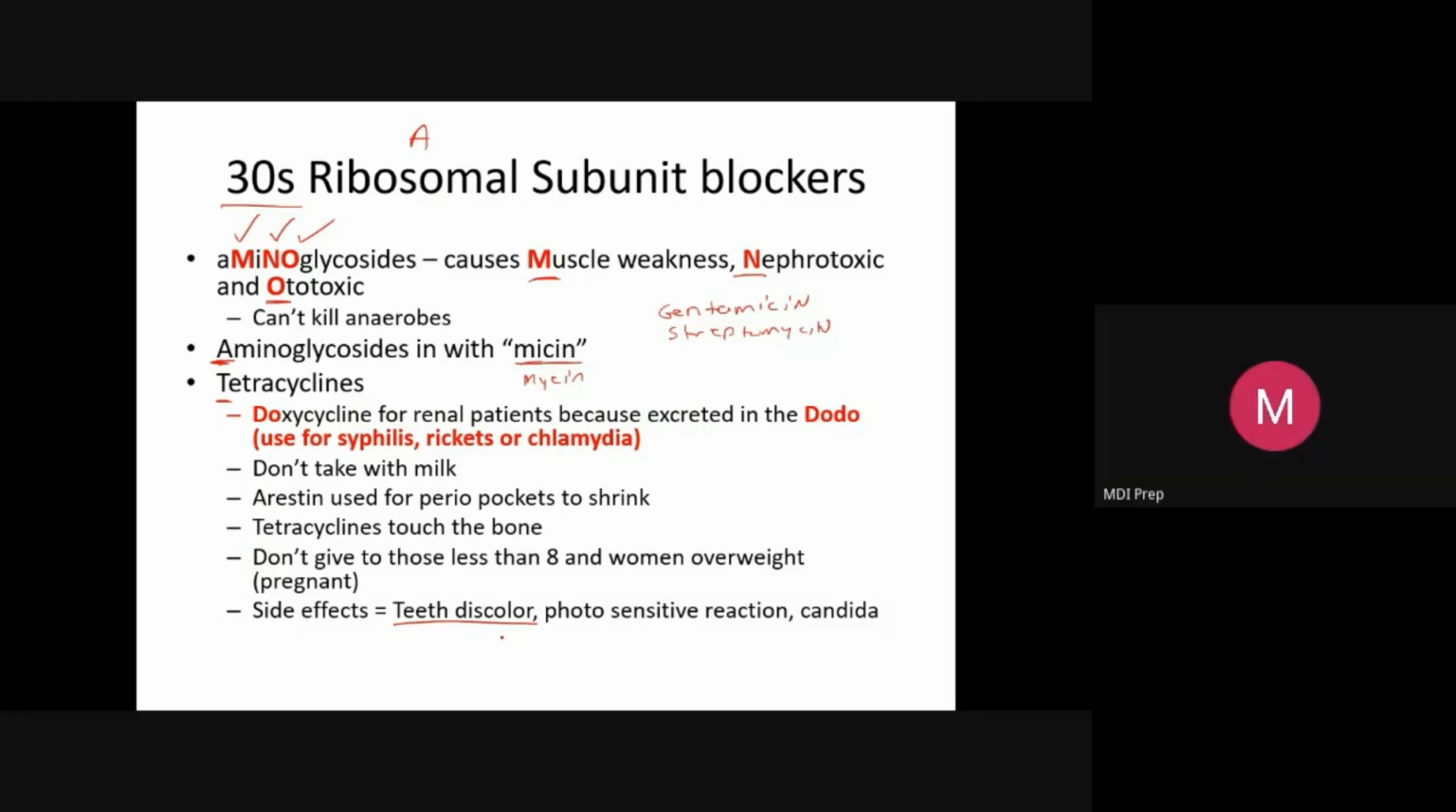Very good. So with the side effects, you can have tooth discoloration, and you can have photosensitivity reactions, right? So people who are taking tetracyclines have to stay out of the sun, things like that. It can also cause Candida infections because of the immunocompromise. If it lowers the immune system, that makes you more susceptible to fungal infections.